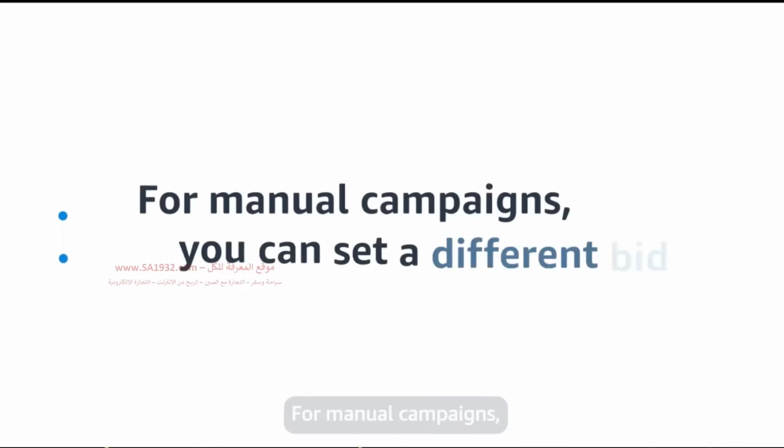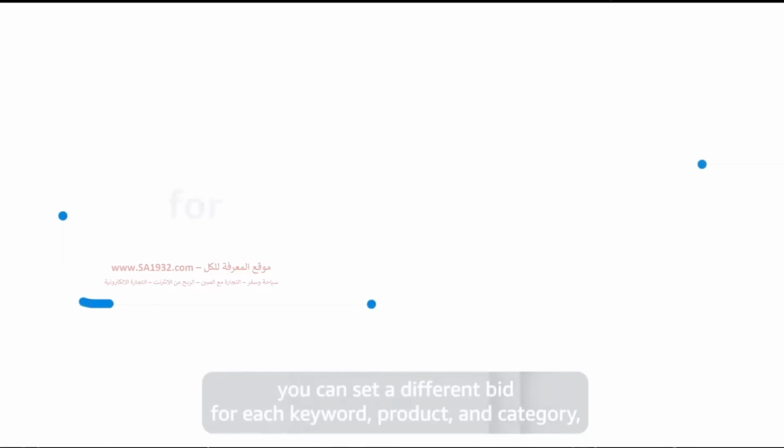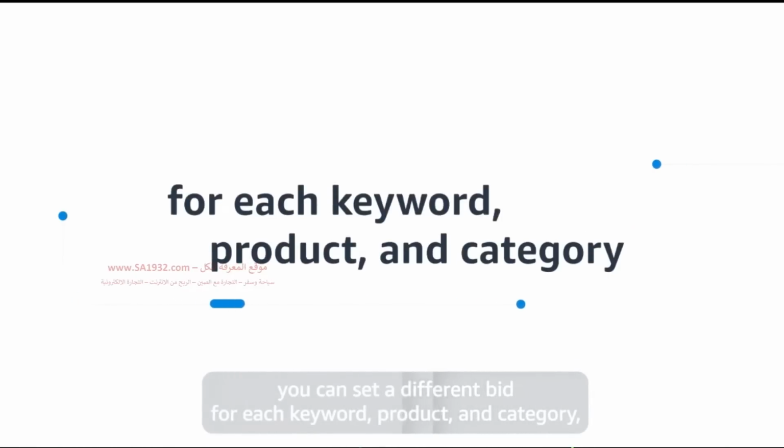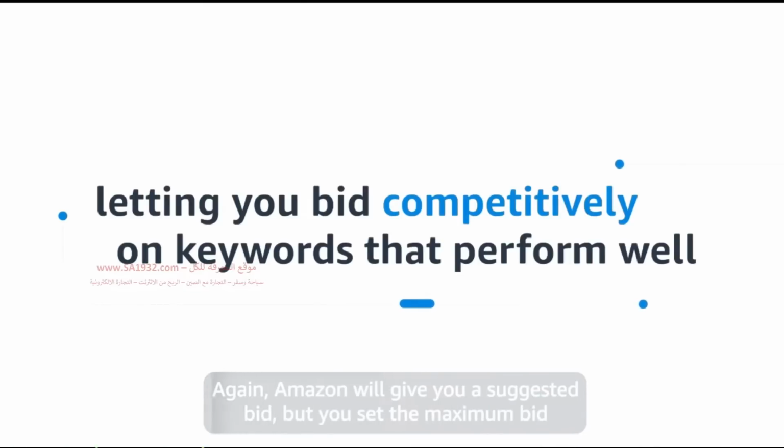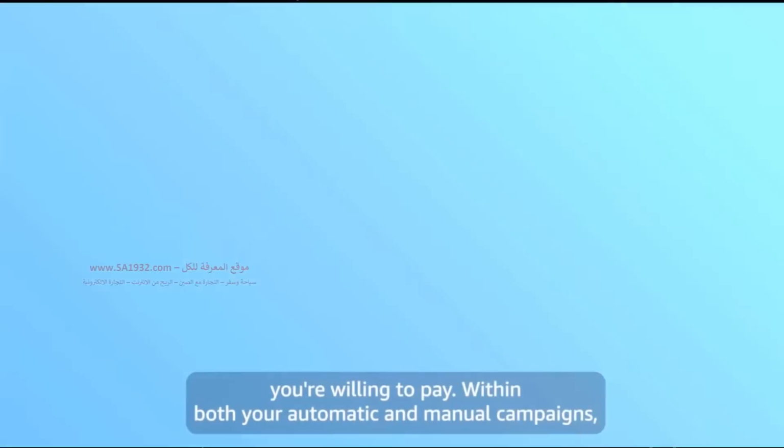For manual campaigns, you can set a different bid for each keyword, product, and category, letting you bid more competitively on keywords that perform well for you. Again, Amazon will give you a suggested bid, but you set the maximum bid you're willing to pay.